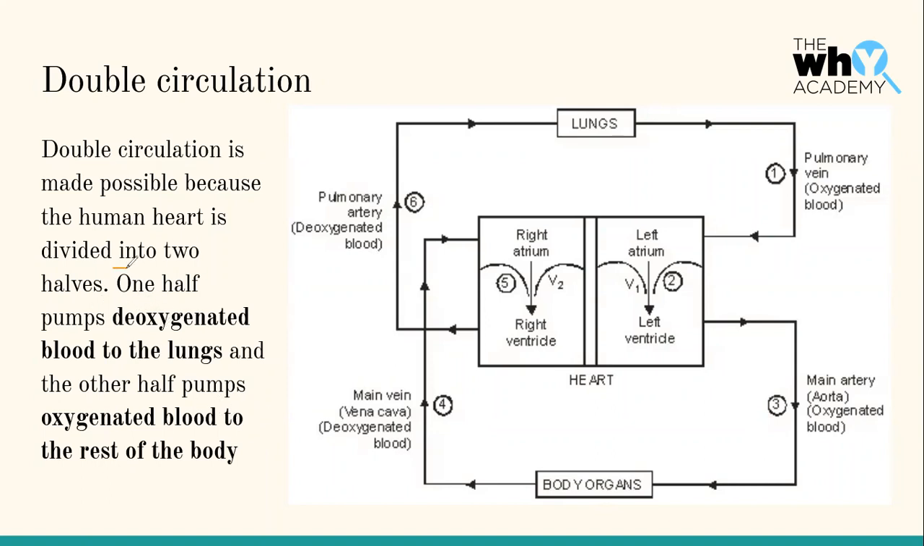Basically, the two cycles, one being blood going to the heart and the other being blood going from the heart to the lungs, those two cycles are what is called double circulation. So one half pumps deoxygenated blood to the lungs and the other half pumps oxygenated blood to the rest of the body. This is the half of the double circulation. It literally translates to one cycle. It's not saying half of the heart, not like that.